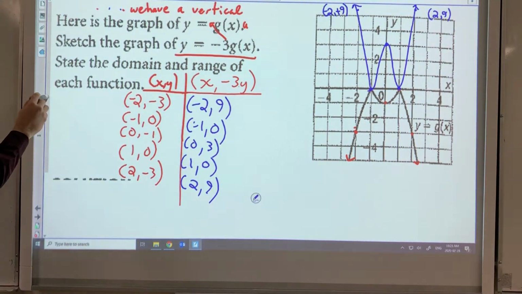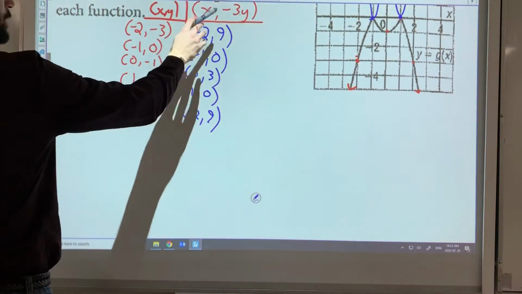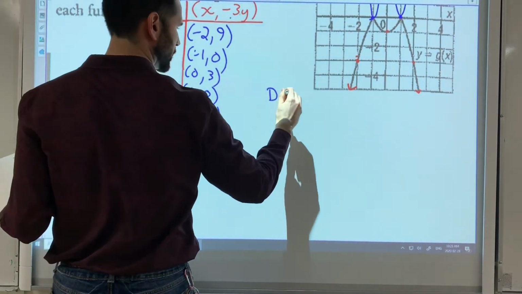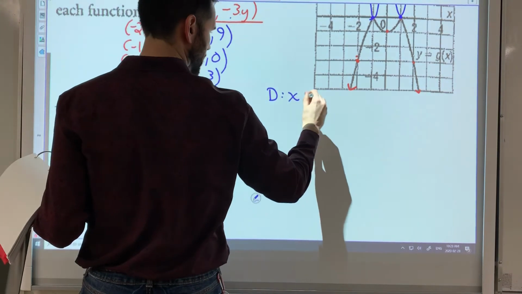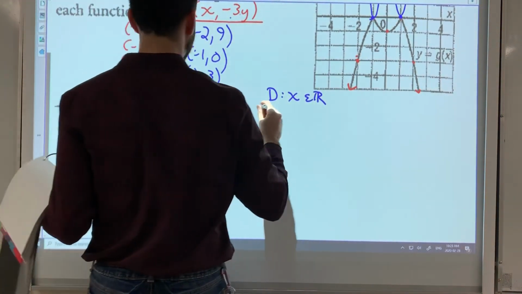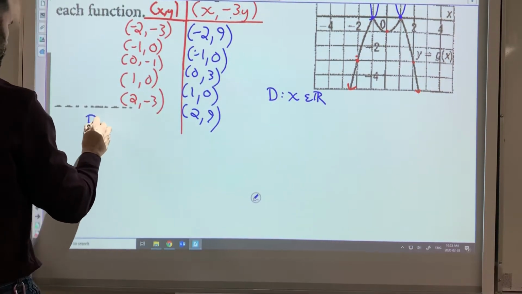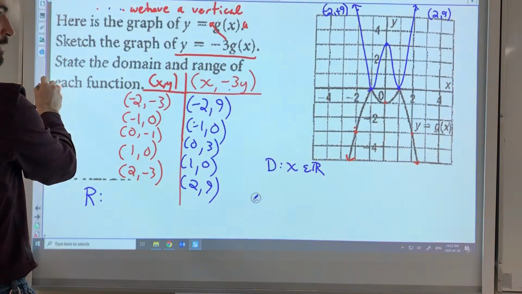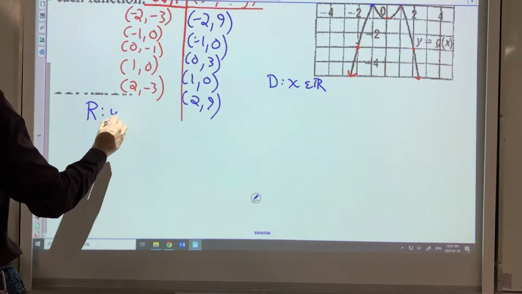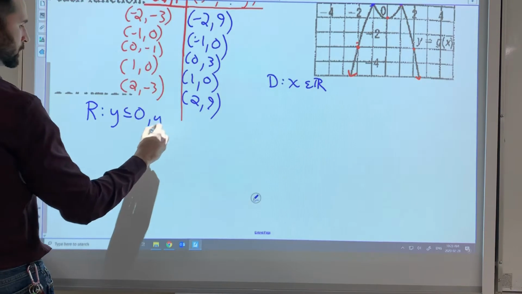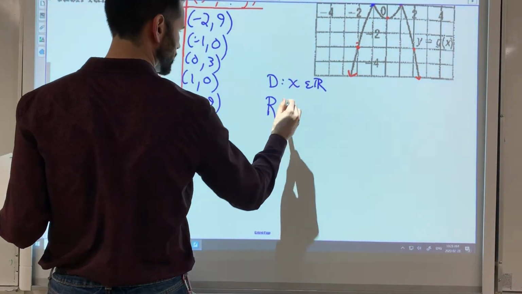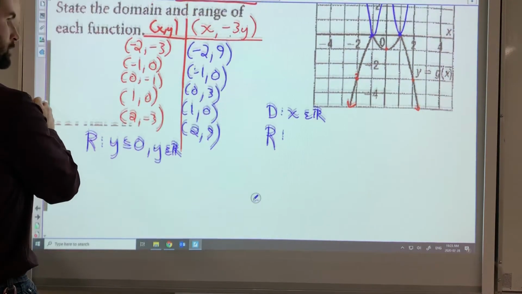Just like we noticed the other day, whatever transformation we do on our y value is going to be affecting our range. The domain is still x element of the reals, but the new range, so here's the old range. What's the old range? Look at the original function. The old range was from 0 down, so you could write y less than or equal to 0, y element of the reals. The new range for the new function, well, what is it?